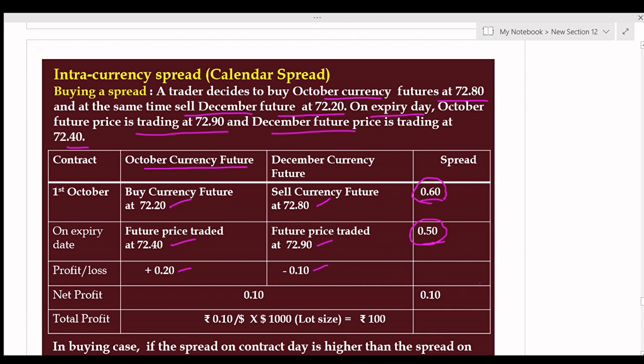That is 0.60 minus 0.50 is equal to 0.10. Here you will see the net profit will be plus 0.20 minus 0.10 is equal to 0.10. The total profit per lot is rupees 100.